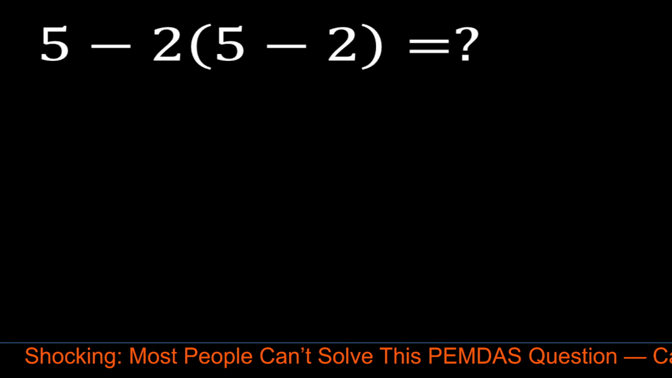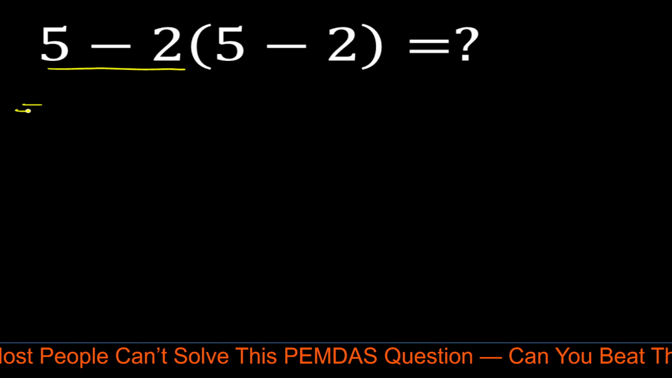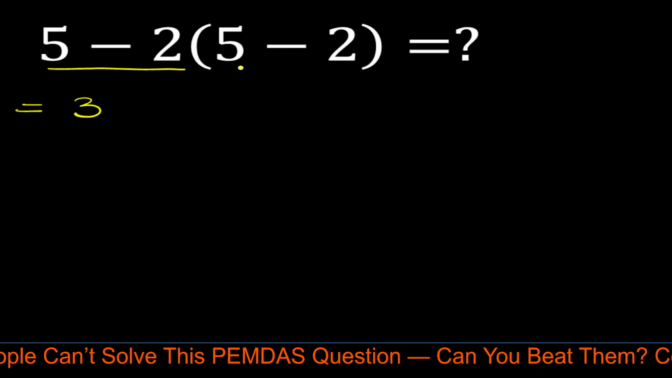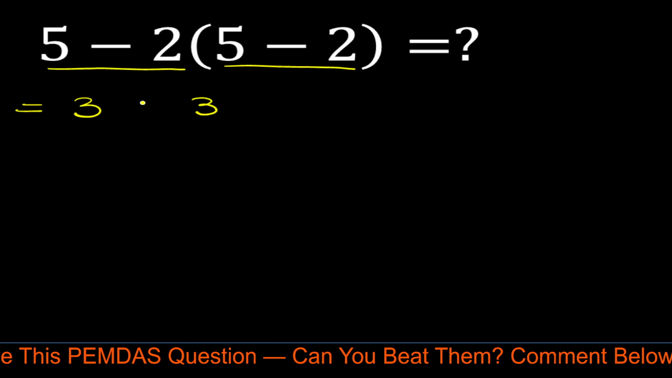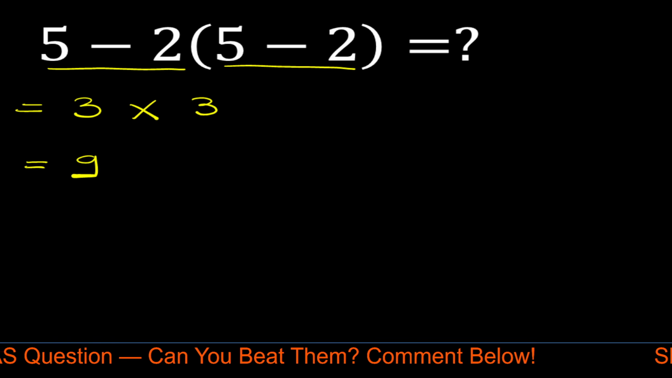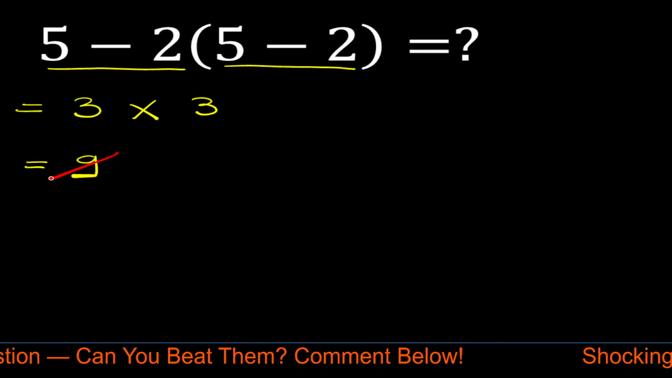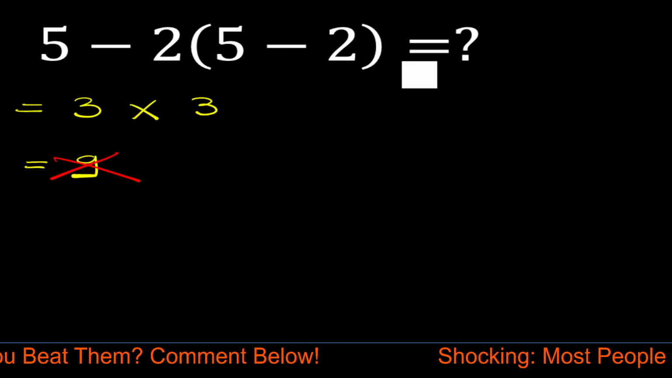So most people solve this question like 5 minus 2 is equal to 3, right? Then again 5 minus 2 is equal to also 3. Now 3 times 3 is equal to 9, right? But this answer is not correct. This answer is completely wrong.